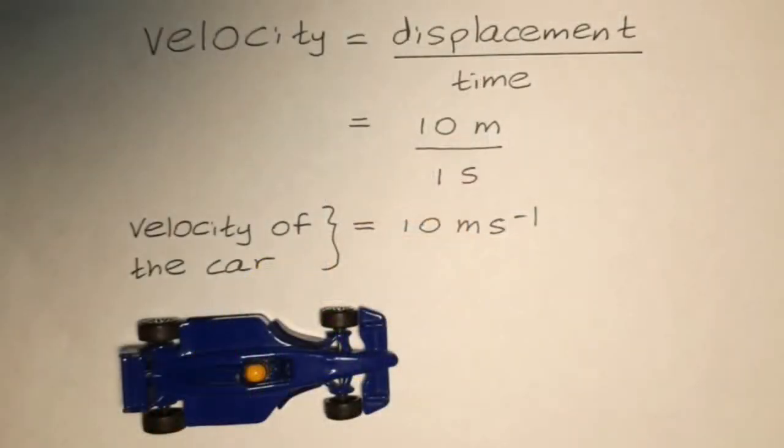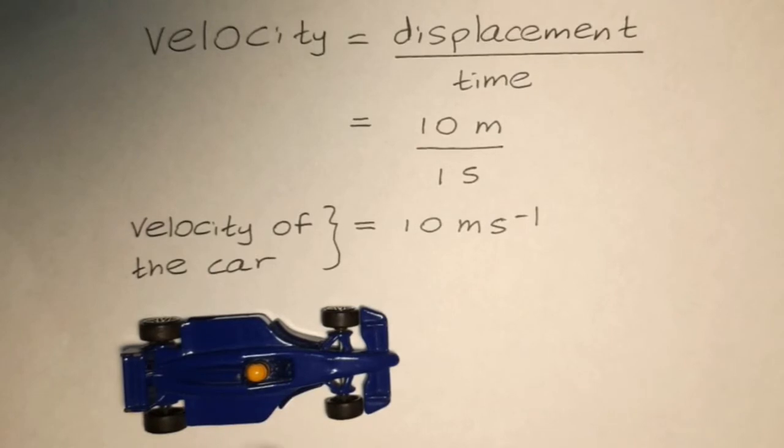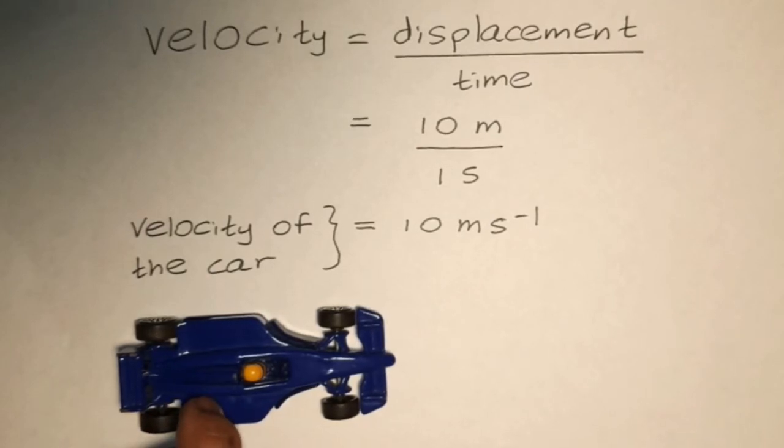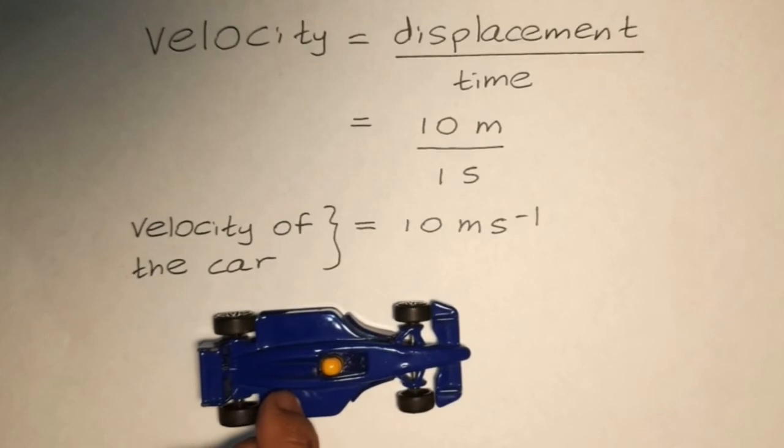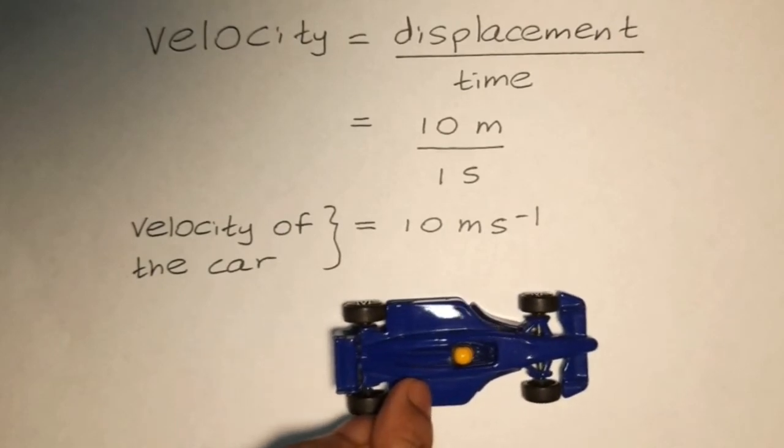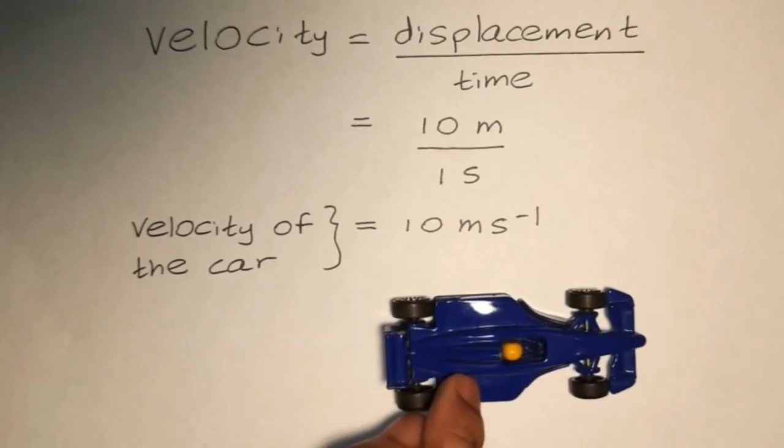Next up, what is velocity? The velocity is the change in position per unit time. The velocity is defined as the displacement per unit time. So if we assume this particular Formula 1 car takes 1 second to cover a distance of 10 meters, the velocity of the car would be 10 meters per second in this particular direction.